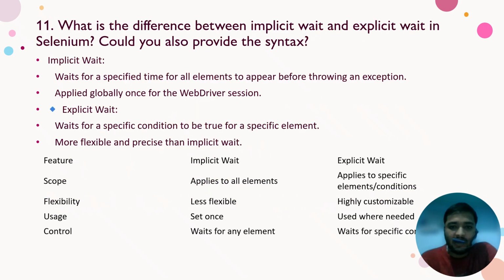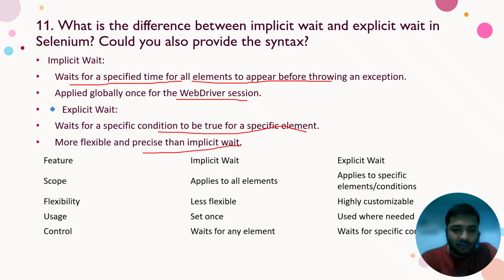What is the difference between implicit wait and explicit wait in Selenium? Could you also provide the syntax? Implicit wait waits for a specific time for all elements to appear before throwing an exception. It is applied globally for the WebDriver session. Explicit wait waits for a specific condition to be true for a specific element, more flexible and precise than implicit wait.